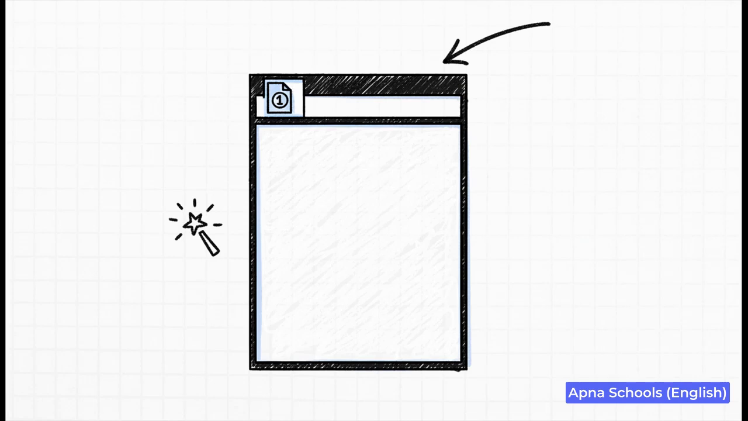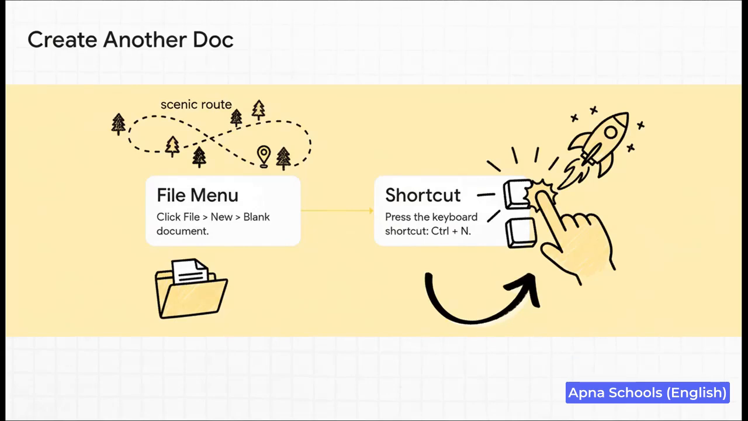And if you look way up at the top at the title bar, you'll see it even has a temporary name, something like Document 1. You literally haven't had to do anything yet. But what happens if you're already working on something and you need another new document? Well, you've got two great options.